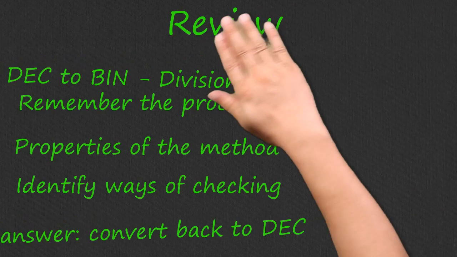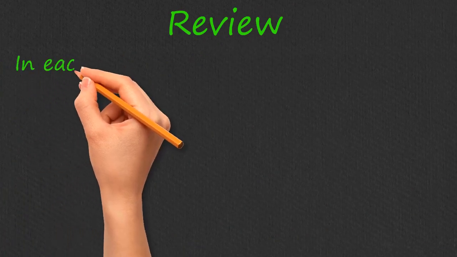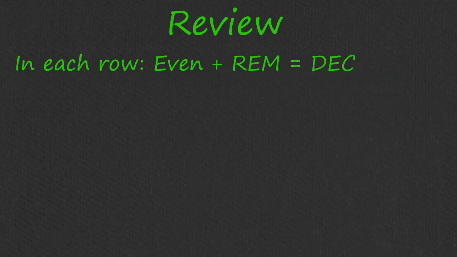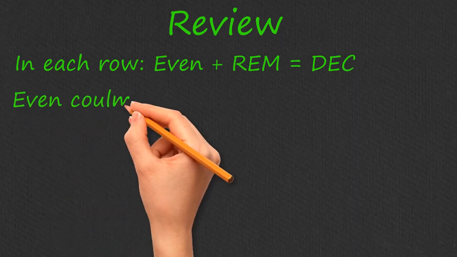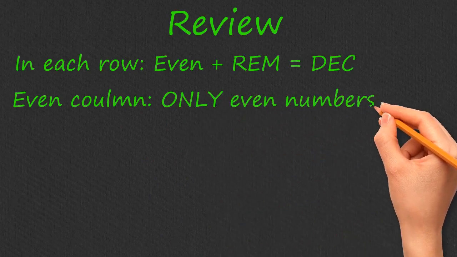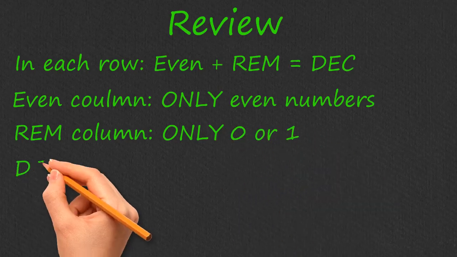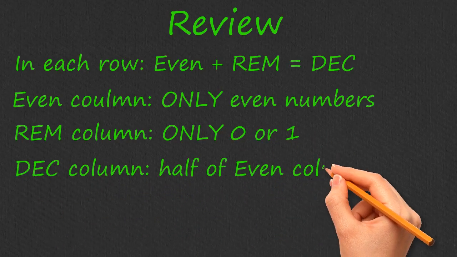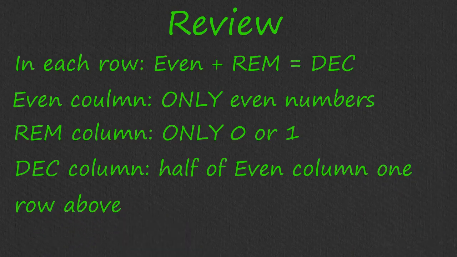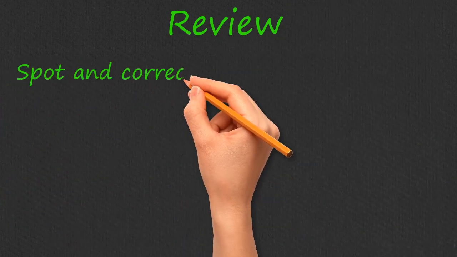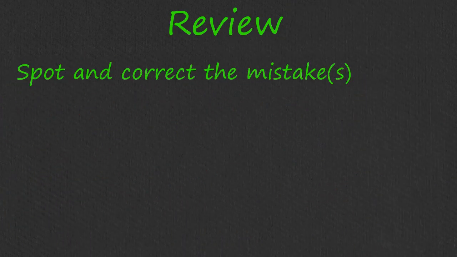Then, looking at the division table, we observed that in each row of the division table, the numbers in the even and remainder columns have to sum up to the number in the decimal column. Also, in the even column, we can only have even numbers. The remainder column can only have 1 or 0. And finally, the numbers in the DEC column, save for the very first, are always half of the number in the even column from the row above. Then I gave you 3 conversion tables where you had to find the mistakes. I hope you took this opportunity to be a kind of detective and find the evidence of wrongdoing.